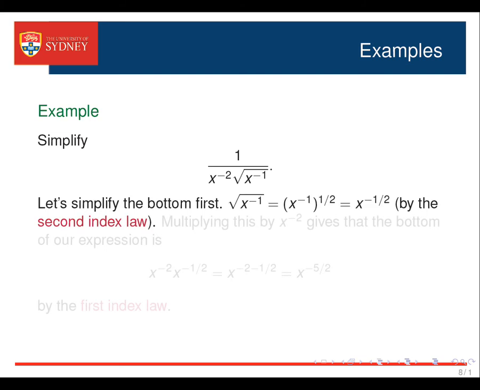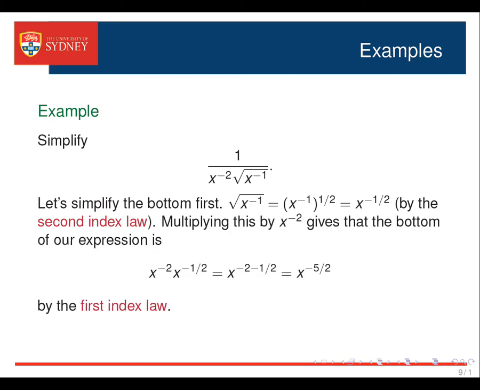Here's another example. Let's start with the bottom. The square root of x to the minus 1 is x to the minus 1 all to the half, which is x to the minus a half, again by the second index law. We now have to multiply this by x to the minus 2, and use the first index law to get that the bottom of our expression is x to the minus 2 minus a half, so x to the minus 5 on 2.